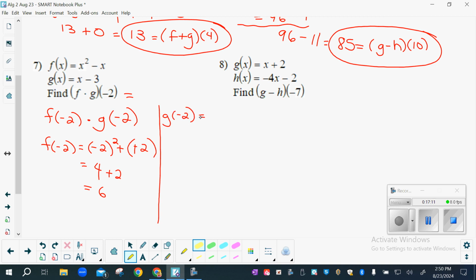So the g of negative 2, substitute that in for me, Henry. Find g of negative 2 for me. What do I do to find that? Good. And then what will that give us? Negative 5, good. So now we want to do multiplication. So we're going to take our 6 and multiply it by negative 5, because remember, this is f of negative 2 times g of negative 2. So we're going to take the two answers and multiply. So that is negative 30.